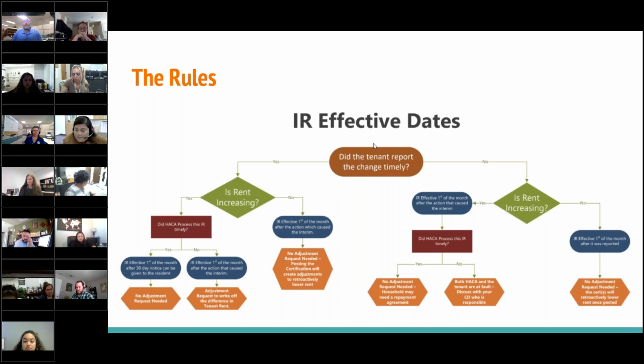And so it's really just starting right here in the middle. Did the tenant report the change timely? If yes, then you go left. If no, then you go right. Then is the rent increasing or is it decreasing?